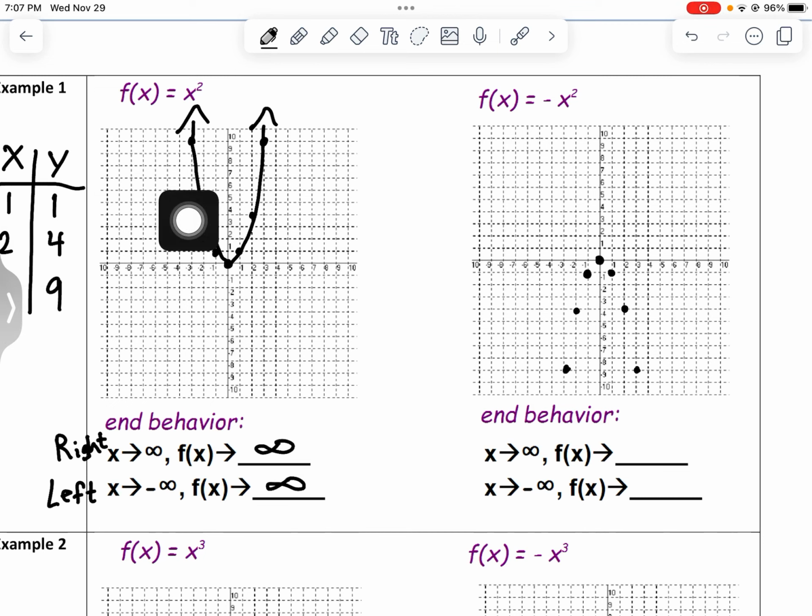I actually think I graphed this one wrong. I apologize. The points were here and here. I went one too many. But you get the idea. Same shape.